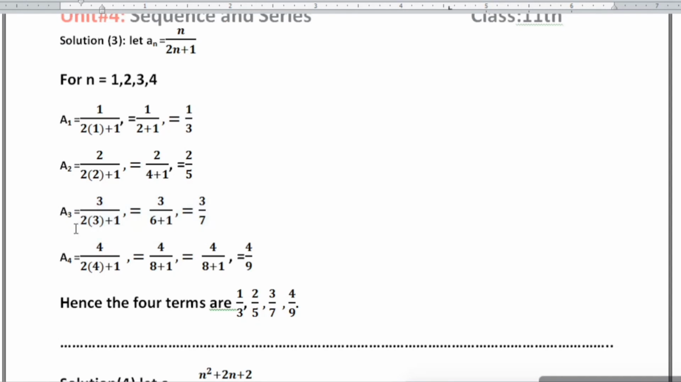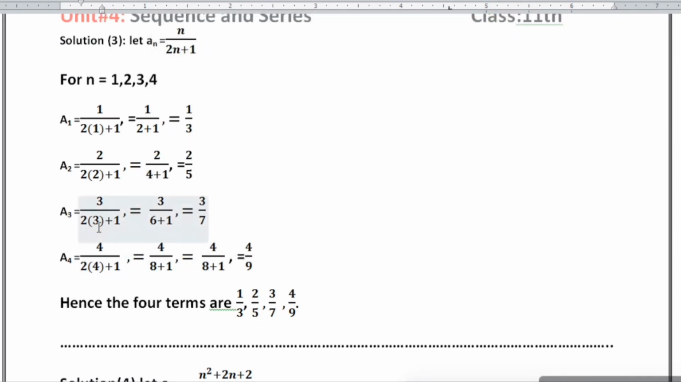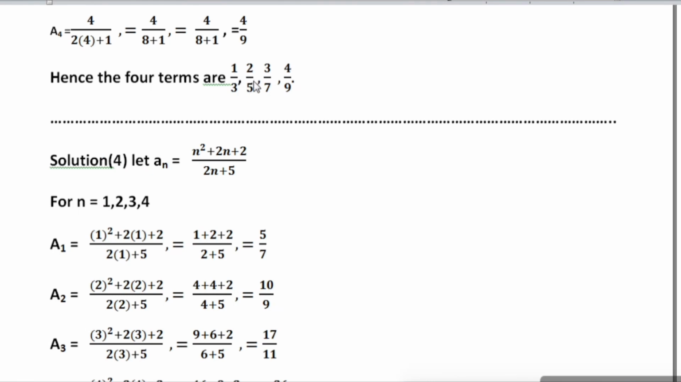Third term for n is equal to 3. So a3 is equal to 3 divided by 2 into 3 plus 1, which is equal to 3 divided by 2 times 3 is 6 plus 1, which is equal to 3 divided by 7. So a3 is equal to 3 divided by 7. Next, fourth term, a4 is equal to 4 divided by 2 into 4 plus 1, which is equal to 4 divided by 2 times 4 is 8 plus 1, which is equal to 4 divided by 9. So fourth term is equal to 4 divided by 9. Hence the four terms are first term 1 divided by 3, second term 2 divided by 5, third term 3 divided by 7, and fourth term 4 divided by 9.